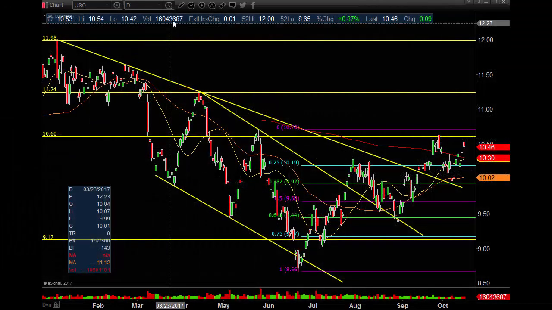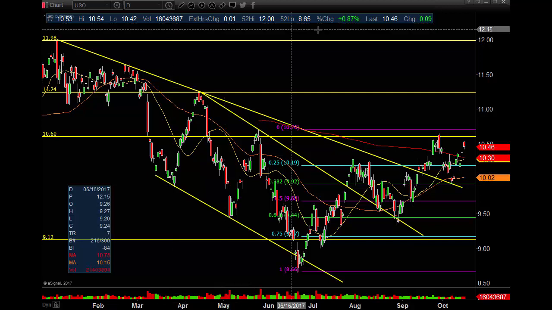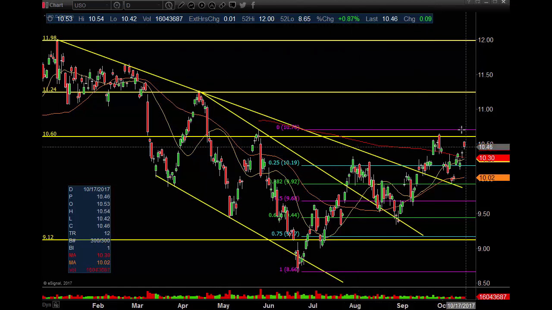All right, daily chart. 16 million on the USO, 9 cents up, or 0.87%. This thing keeps grinding up, down, gap up, gap down, gap up, gap down.